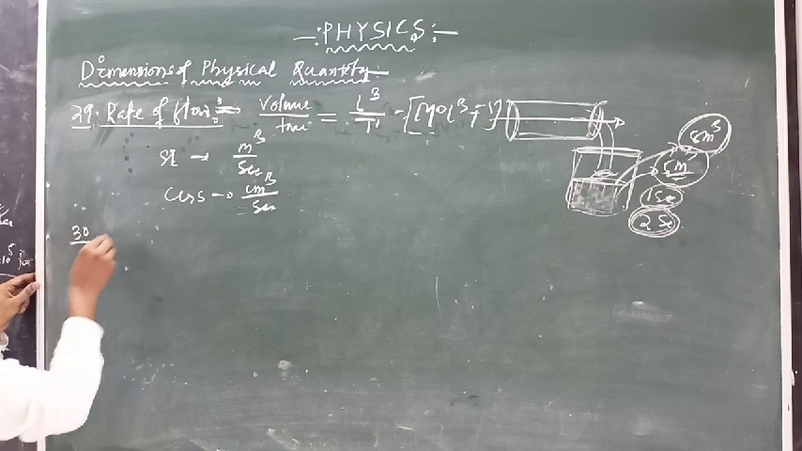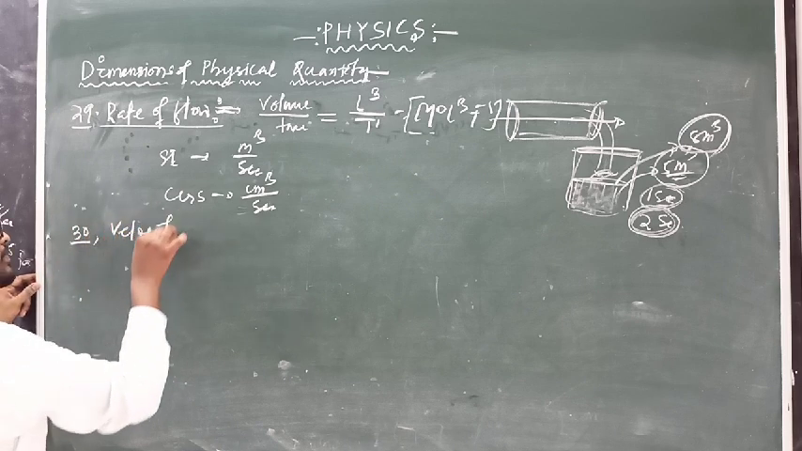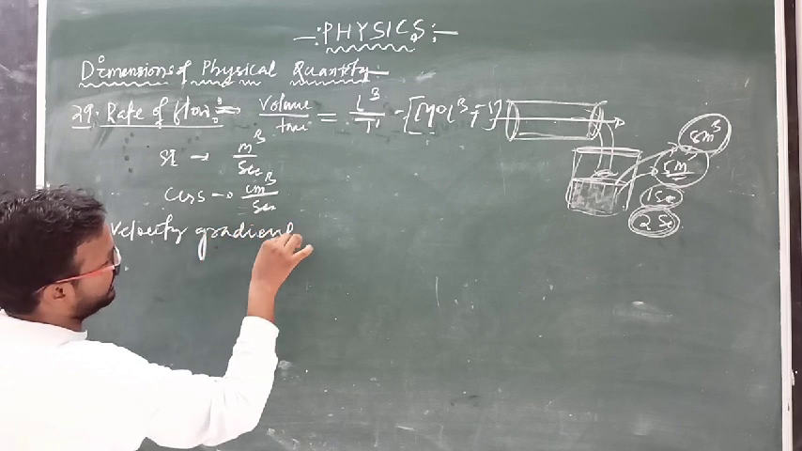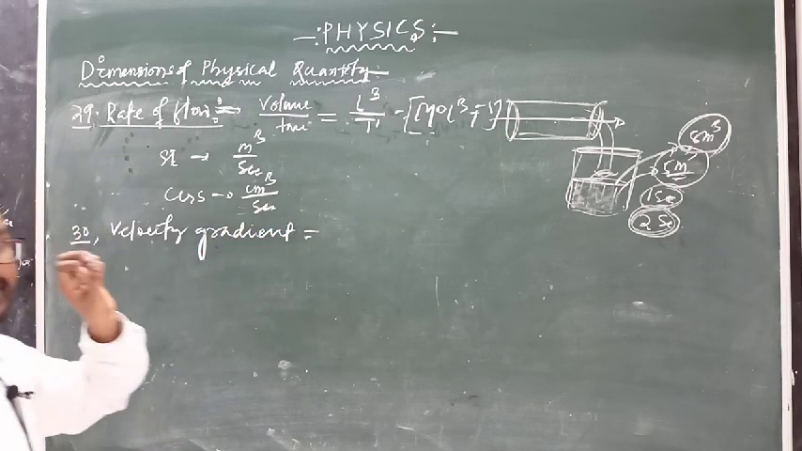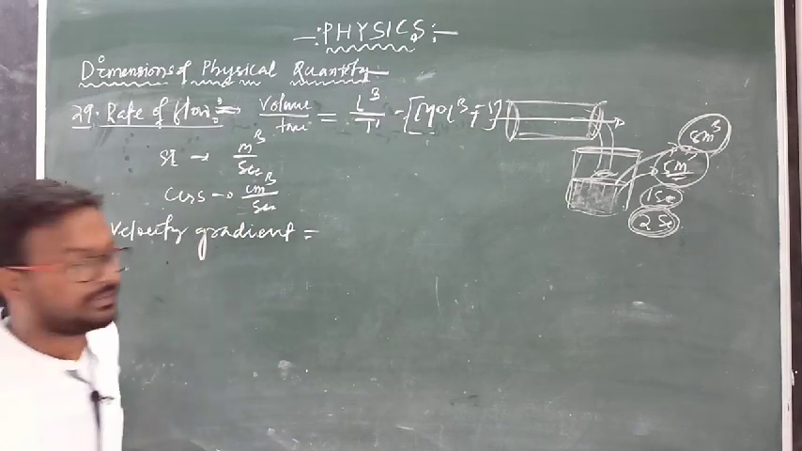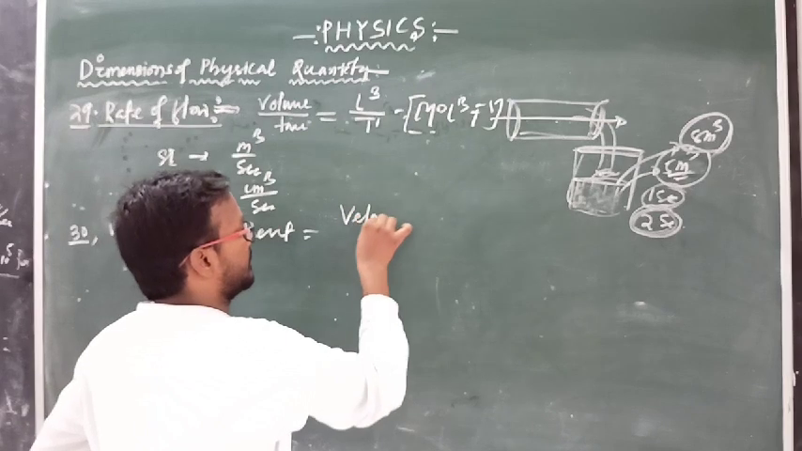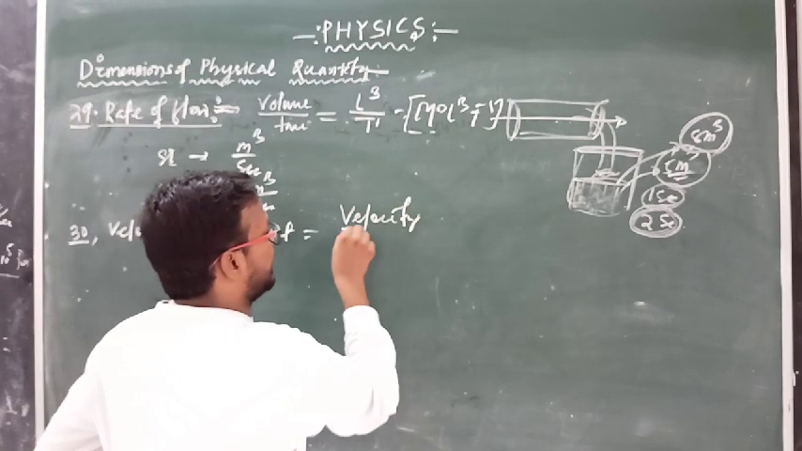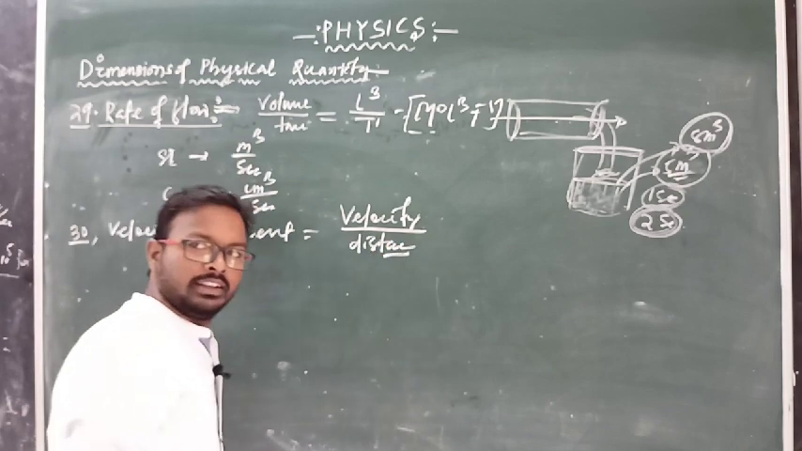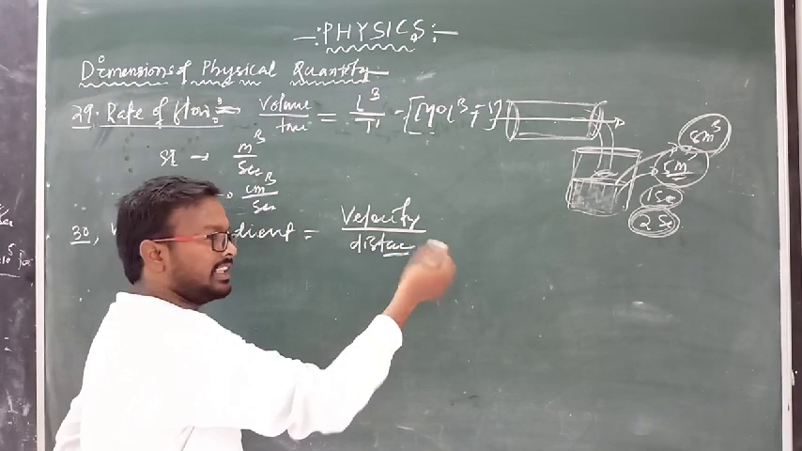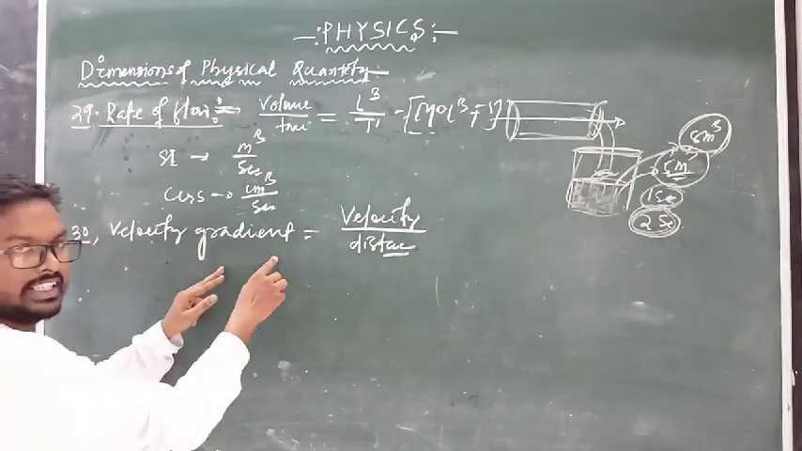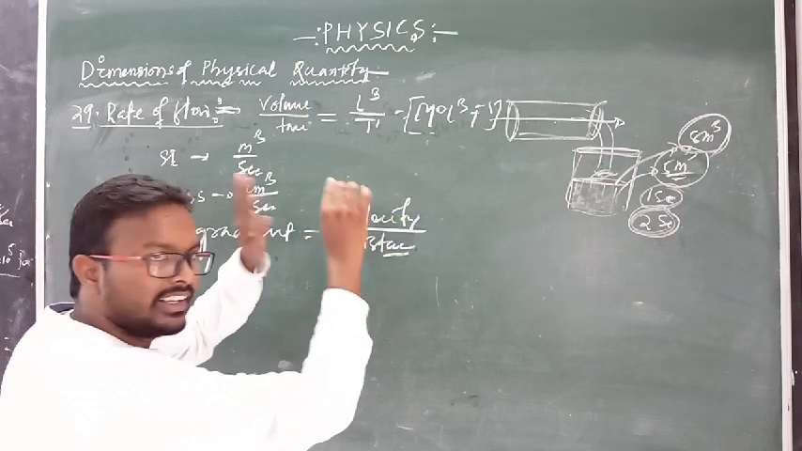Next, velocity gradient. Velocity gradient. So you have to remember this term. Velocity gradient means velocity per distance. So here velocity divided by distance. That means if we increase distance, then at that time the velocity increases or decreases, it depends on the velocity gradient. Clear? That is known as velocity by distance.